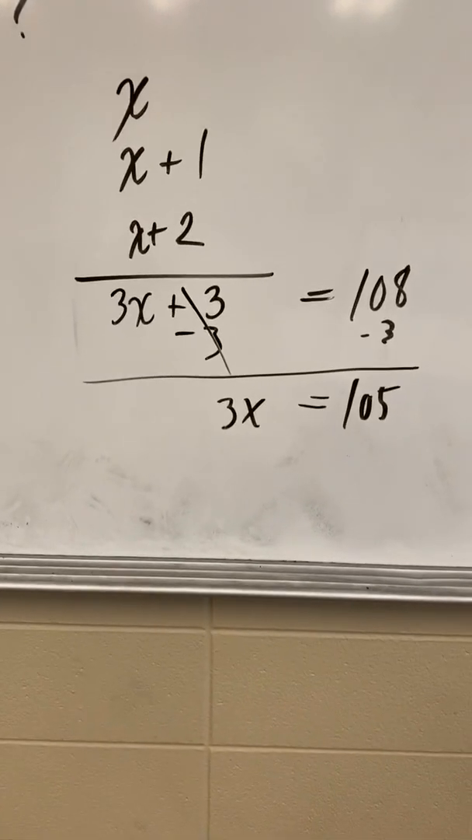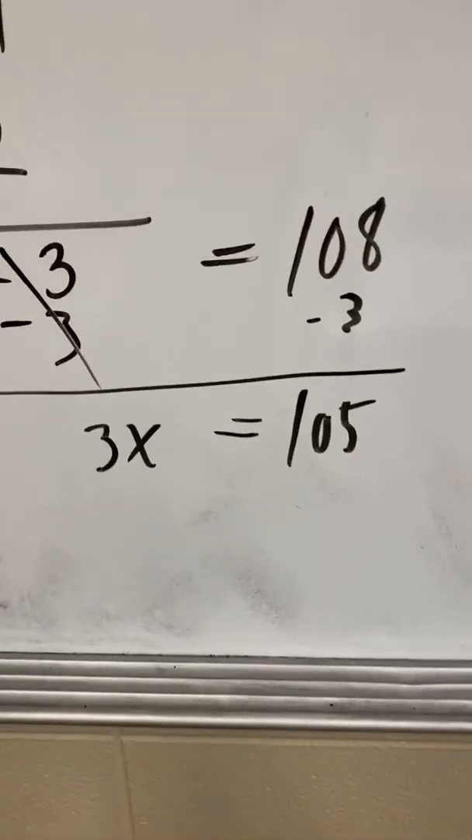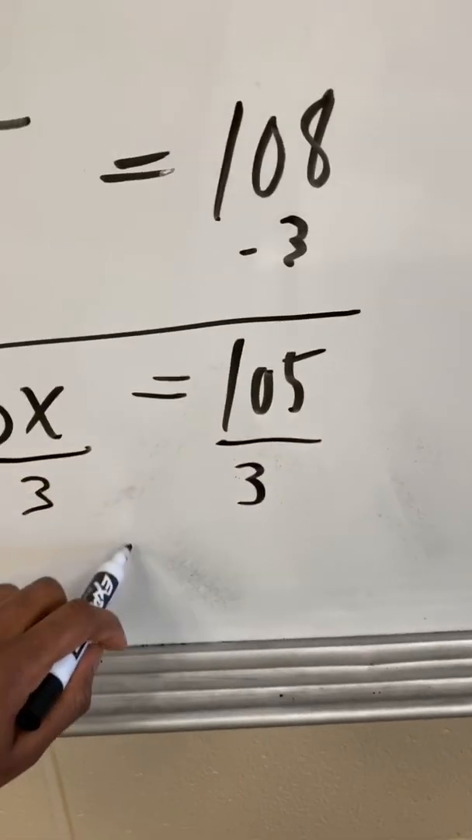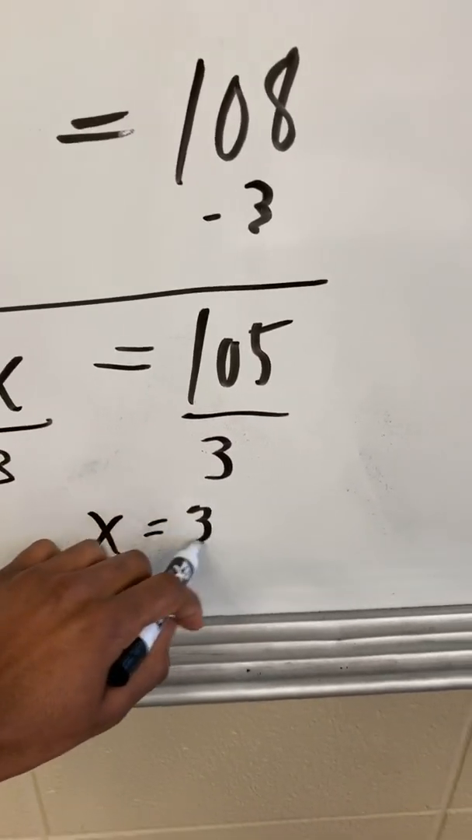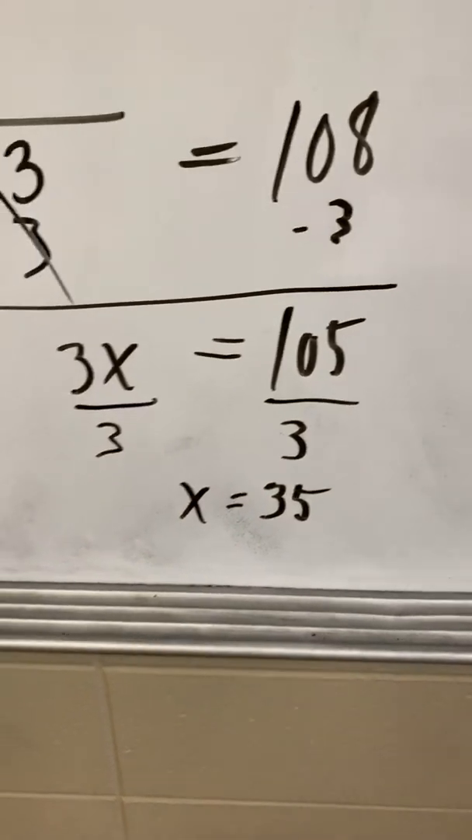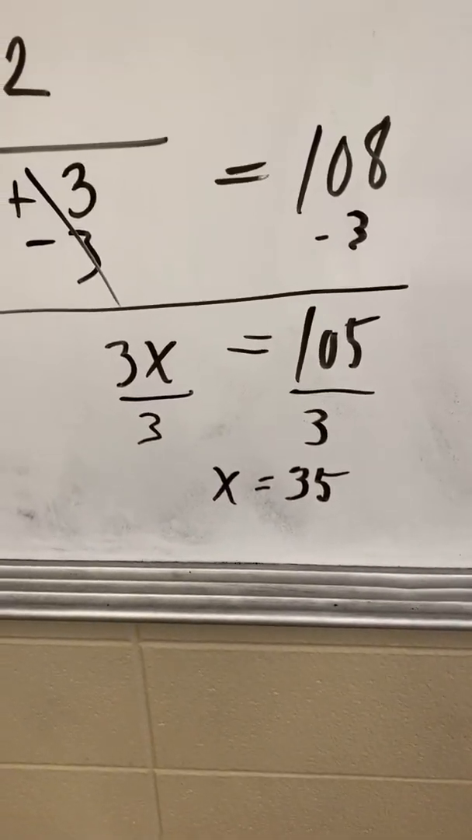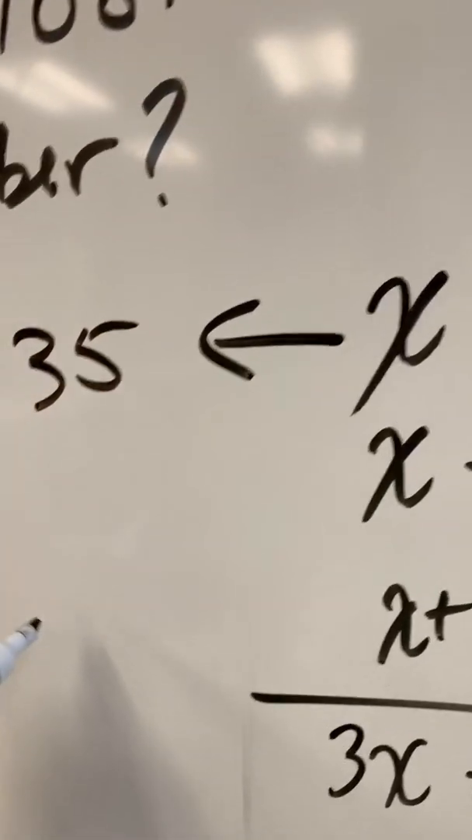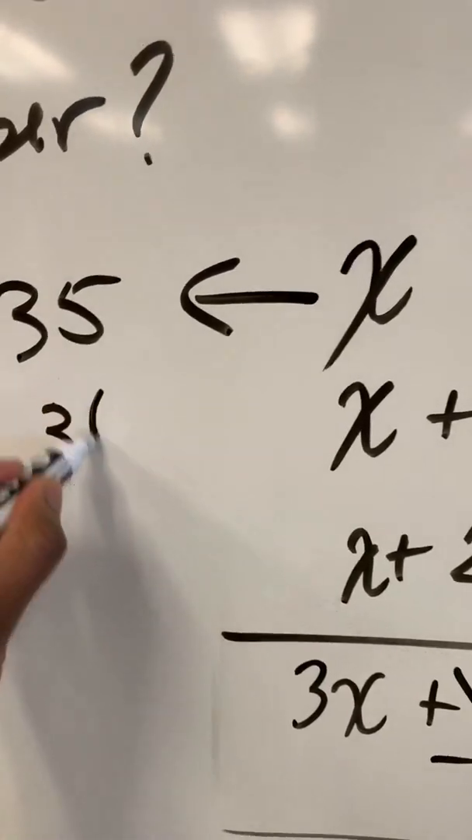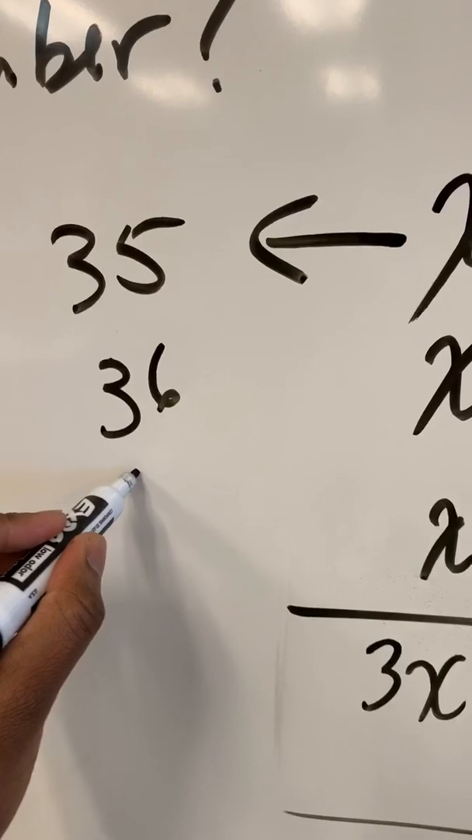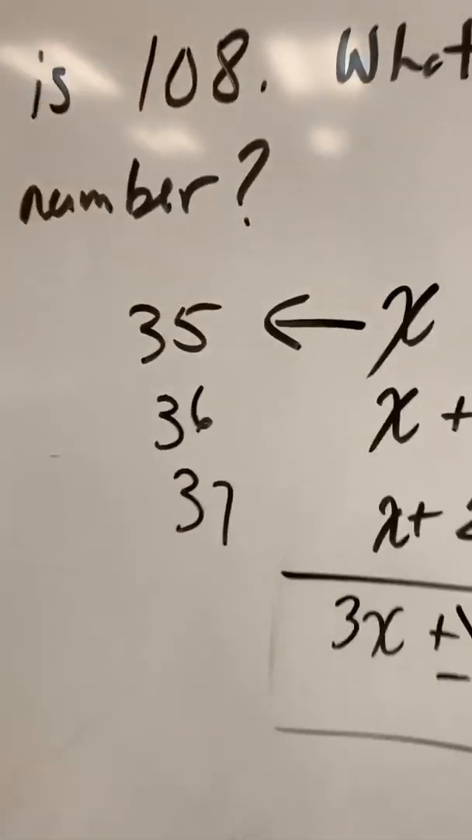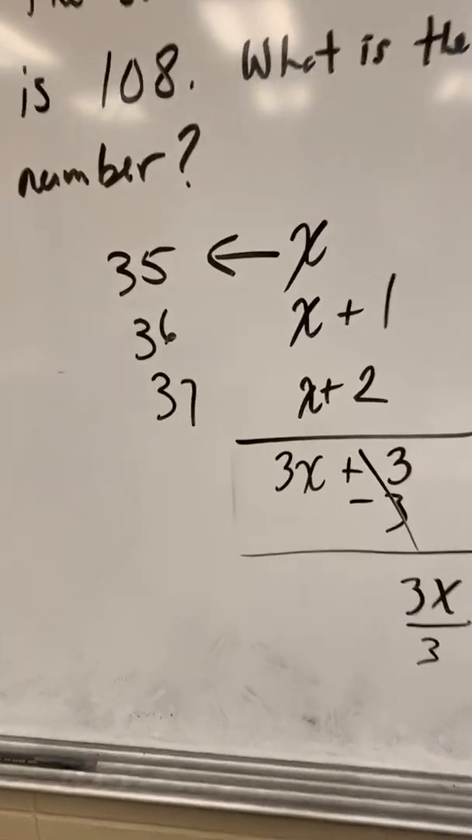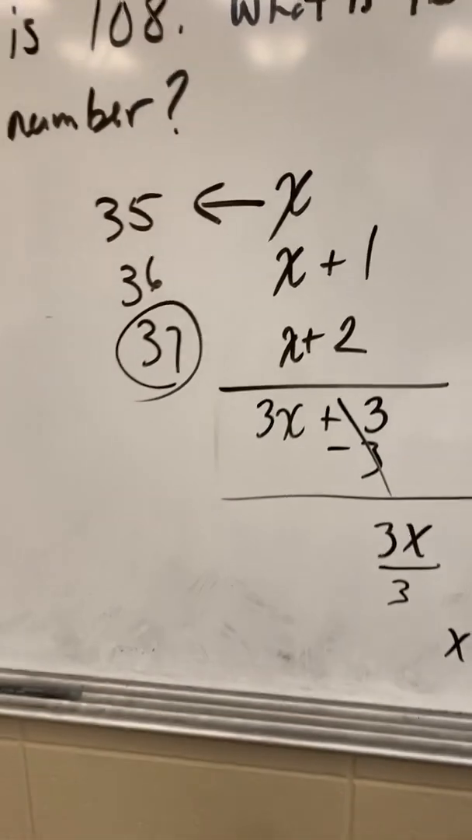So I have 3x is equal to 105 now. When you divide both of these by 3, what you get is x is equal to 35. So all I have to do is come over here and say x is 35. If I add 1, I get 36. If I add 2 to here, I get 37. 35, 36, 37. So what is the largest number? 37 is the largest number.